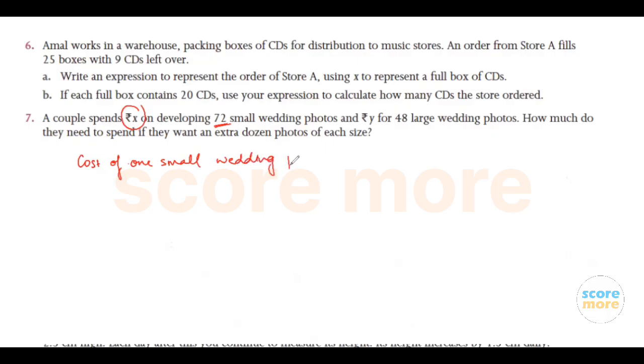so that will come out to be, total amount is rupees X divided by number of photos, that is 72. In the same manner, we can find out the cost of one large wedding photo. That comes out to be Y divided by 48, isn't it? Now we need to find out how much they need to spend if they want an extra dozen photos. Dozen means 12 photos. So they want extra 12 photos of each size.